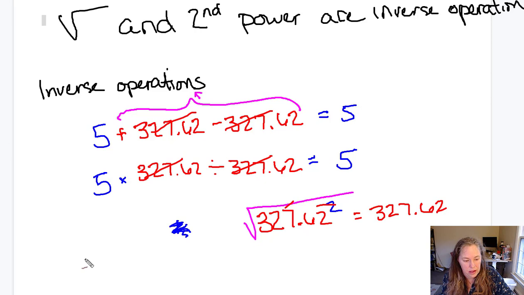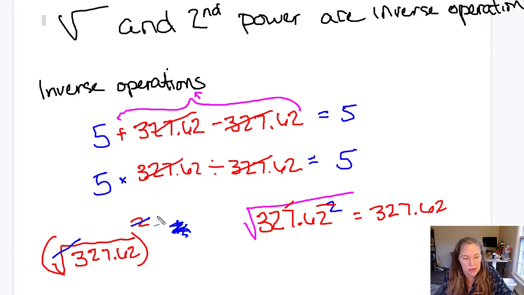Same with if you did the square root of 327.62 squared. The square root and square cancel each other out, because they are opposites, inverse operations. 327.62. So you're going to do some practicing of square roots, and you're going to want your perfect squares memorized. So spend some time memorizing those perfect squares.